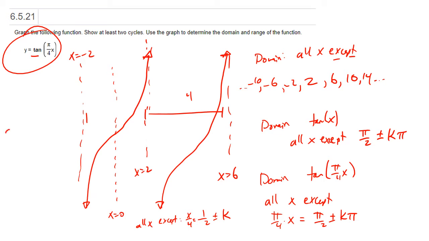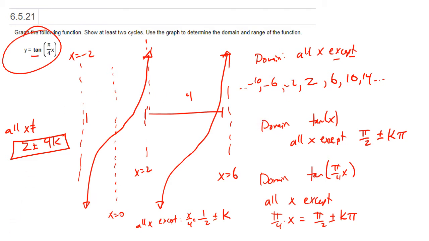and over on the left, we'll get all x except 2 plus or minus 4 times an integer. All I've done is multiplied this 4 across. 4 over 2 is 2, plus or minus 4k. And those are the x's that are forbidden. This exactly matches what we found just by inspecting the graph. All x except 2, plus or minus 4 as many times as you want. Plus 4, plus 4, plus 4, or minus 4, minus 4, minus 4, etc.